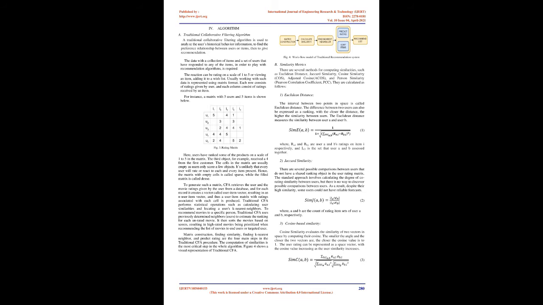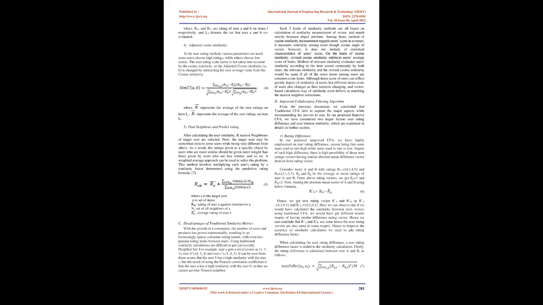1. Euclidean distance. The interval between 2 points in space is called Euclidean distance. The difference between two users can also be expressed as a ranking, with the closer the distance, the higher the similarity between users. The Euclidean distance measures the similarity between user A and user B. Equation 1. Where R_AI and R_BI are user A and B's ratings on item I respectively, and I_AB is the set that user A and B assessed together.